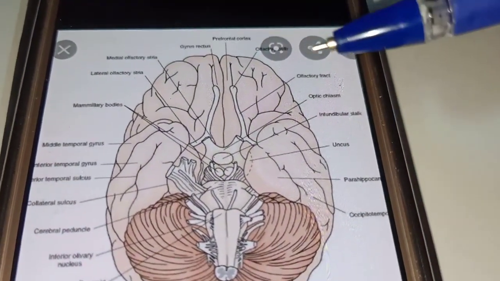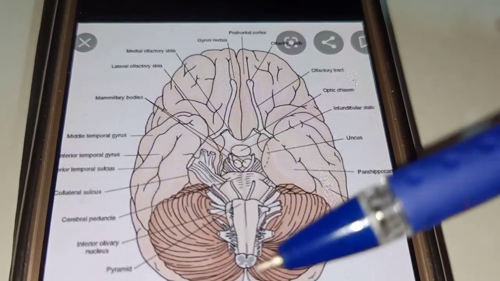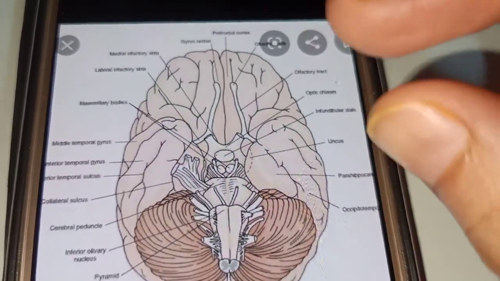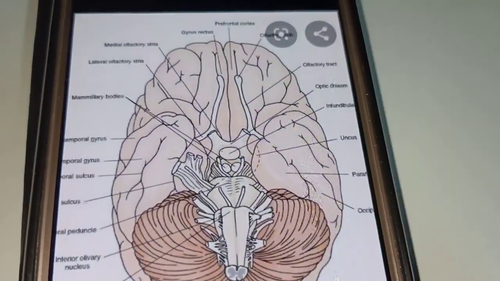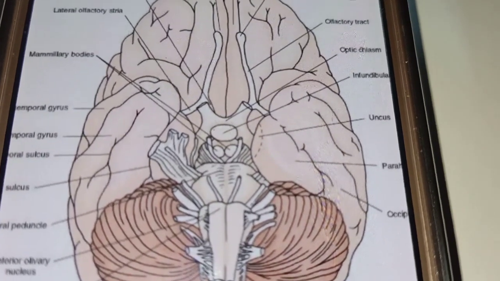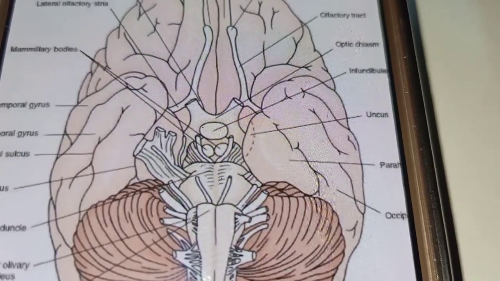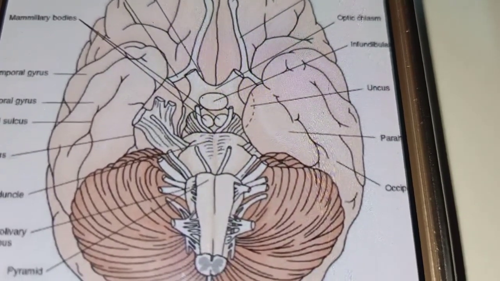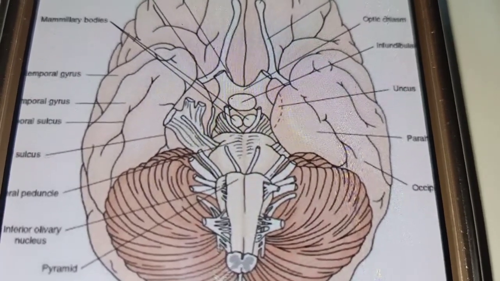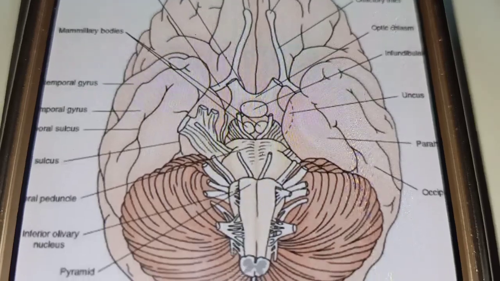So it is connected to the temporal lobe, and it is required for olfaction. As you all know, this together forms the olfactory lobe, and they are solid small structures which are connected to the temporal lobe via the olfactory tract. And the function is the detection of smell.